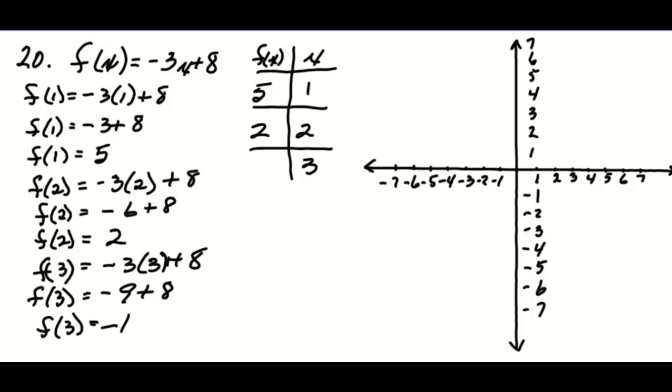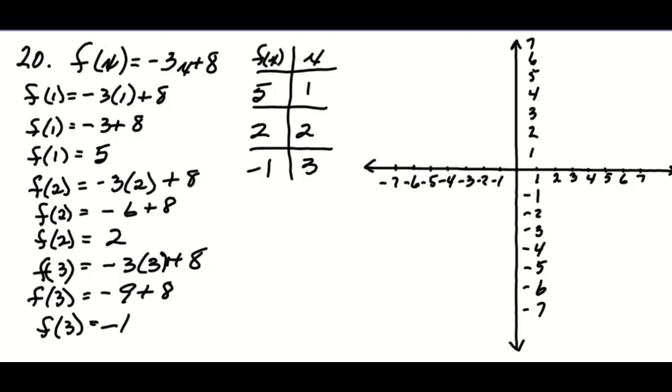And when we use 3 for x, we get minus 1. Now we're ready to plot those points. So we go over to our graph. And in the first point, we have the function of x is 5. That's the same thing as saying y. And so it would be y is 5 when x happens to be 1.